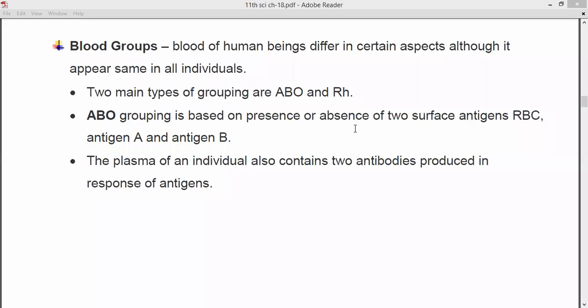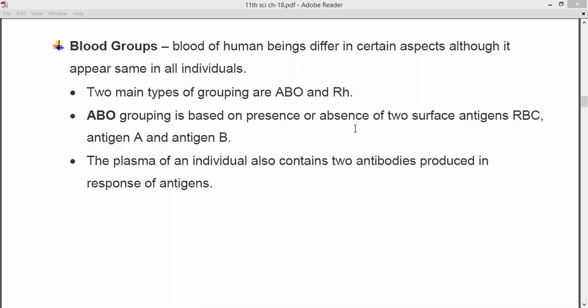In the blood grouping system, we are going to see two main types of grouping. First is the ABO grouping system or blood group system, and second is the Rh grouping system. So first we will see about the ABO grouping system.